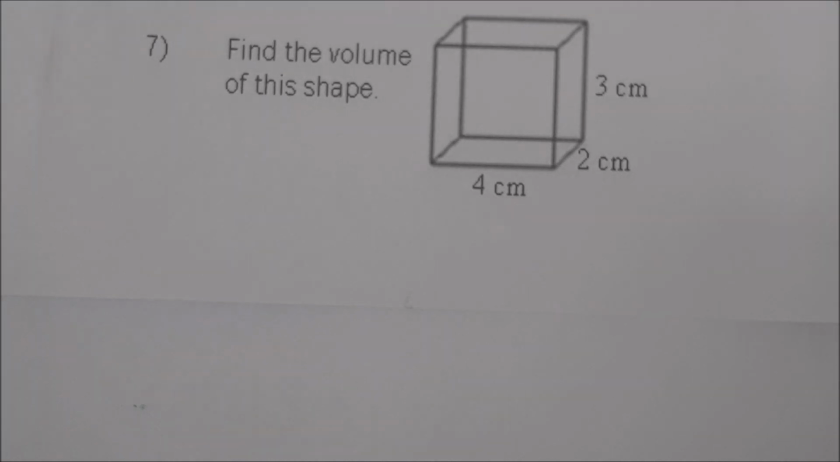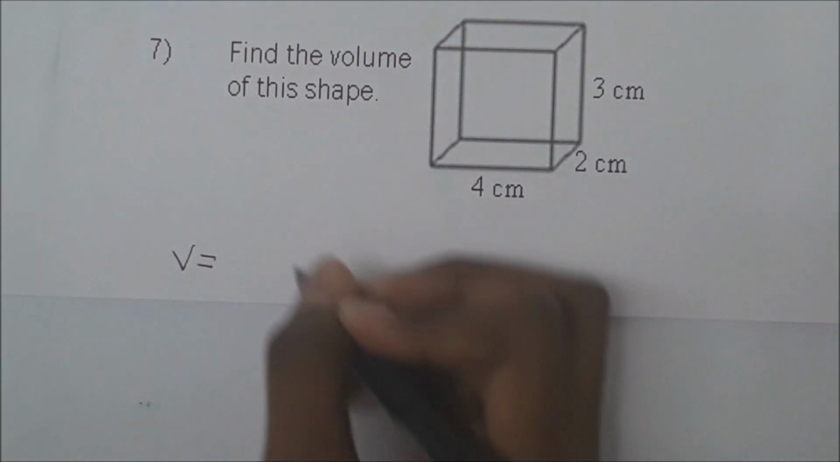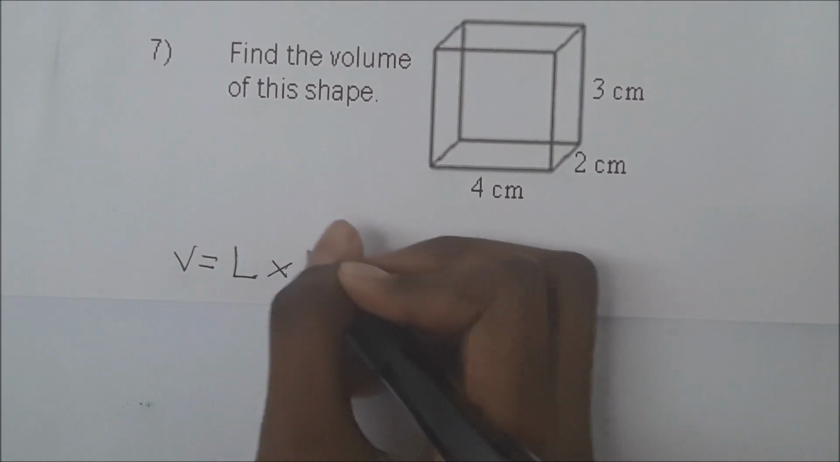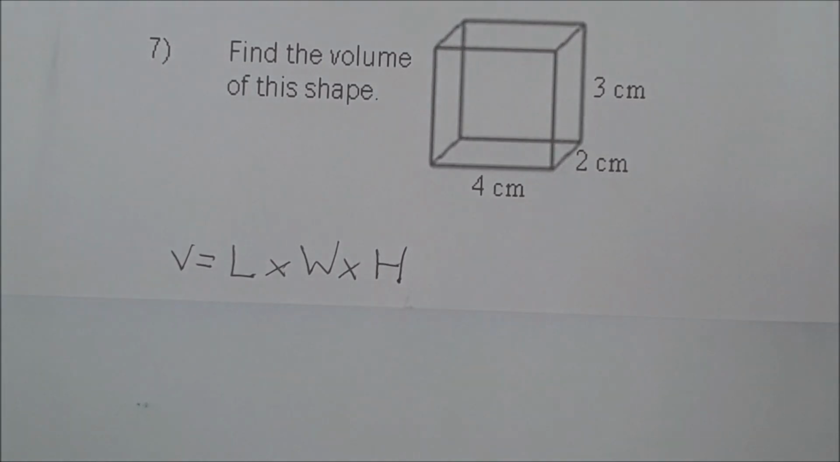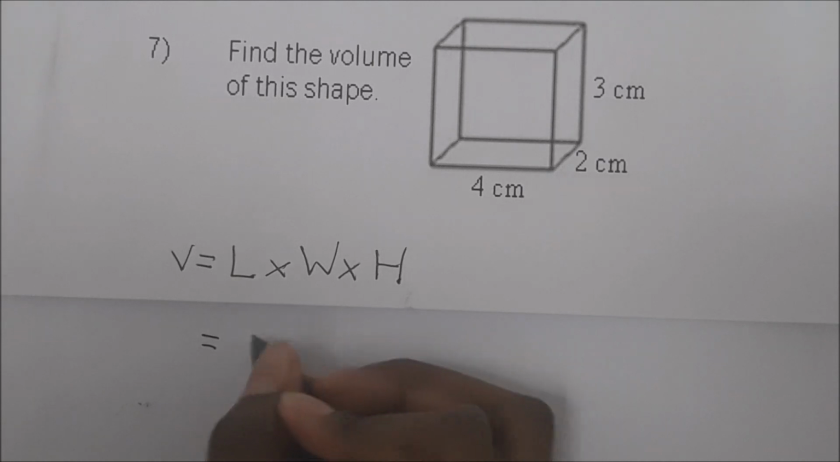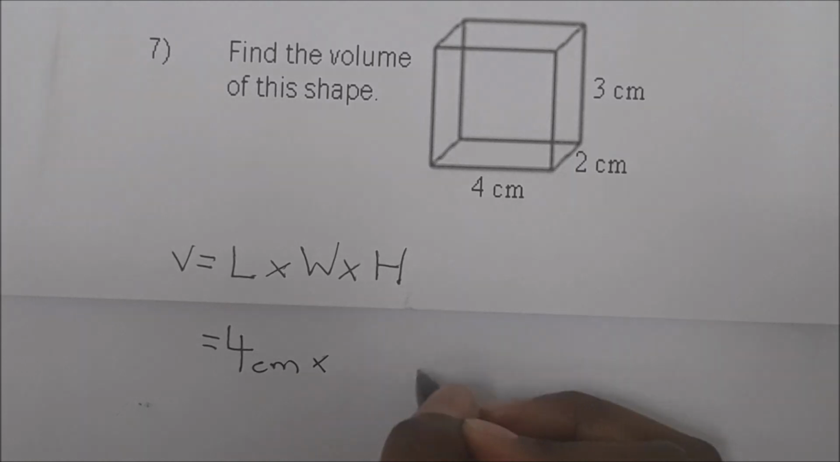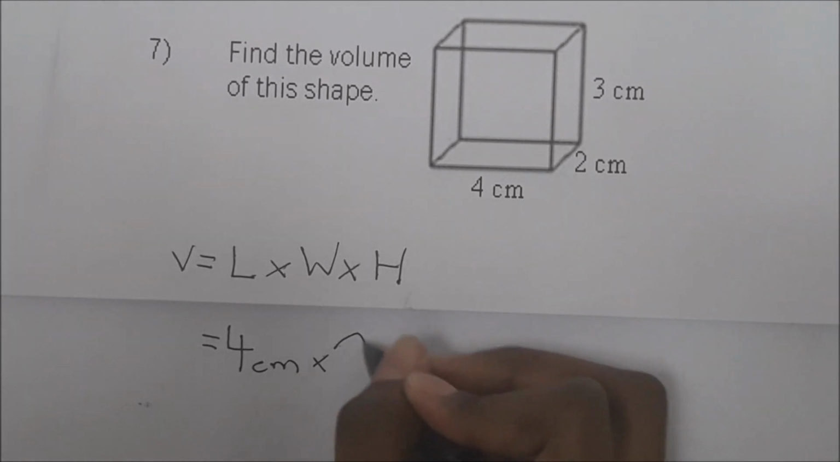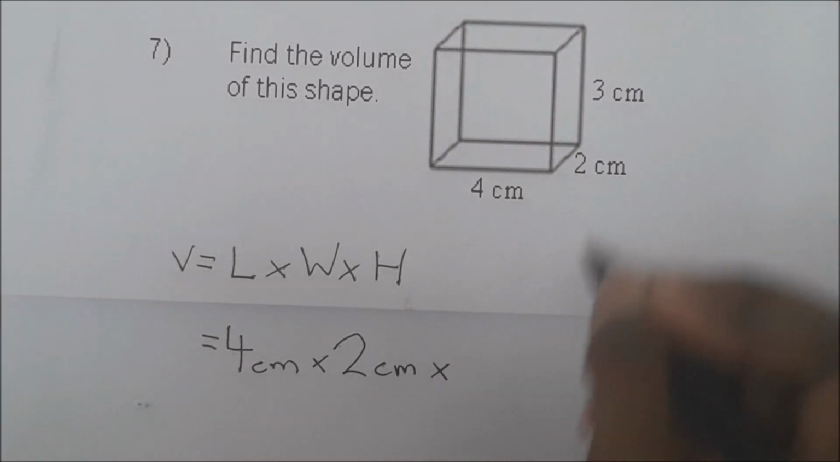Raphael, let's work it. Put the formula first. V is equal to L times W times H. Tell us what you're doing. That's the formula. Length times width times height. Put in the numbers now. Equal and put with the measurements. Length is what? 4 centimeters. So write 4 centimeters times 2 centimeters, which is the width, times 3 centimeters, which is the height. Good.